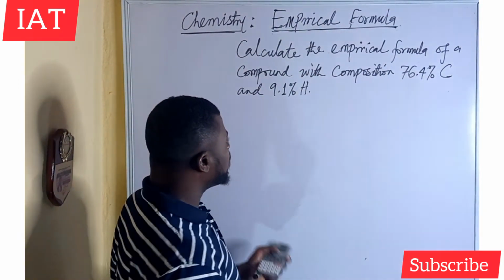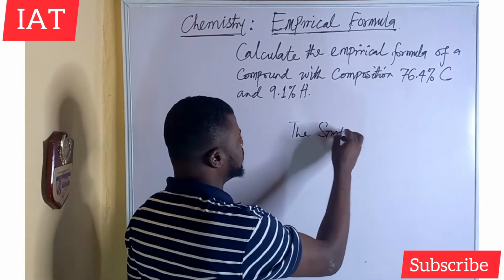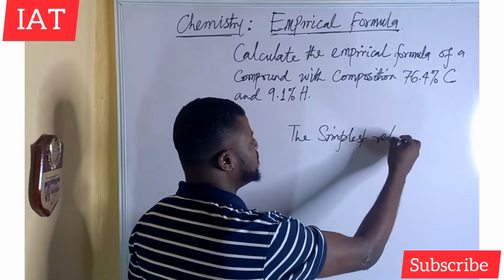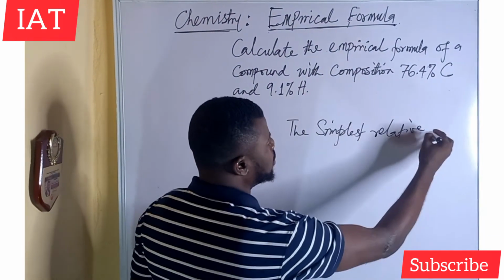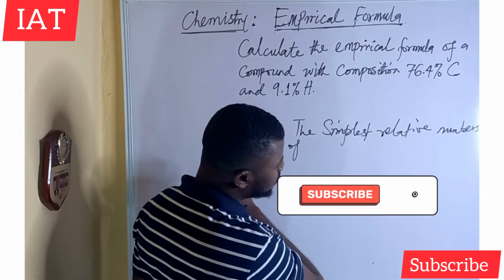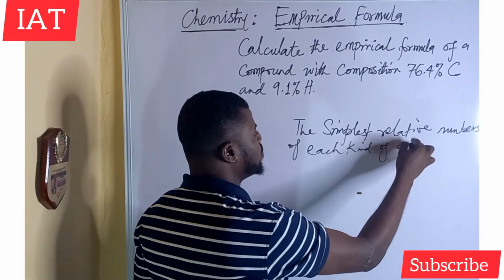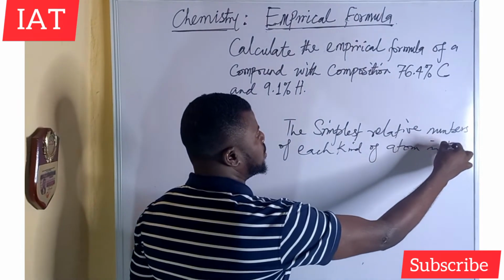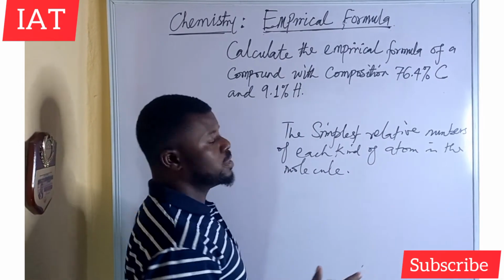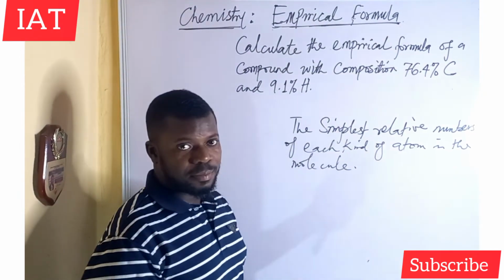Formula is the simplest relative numbers of each kind of atom in the molecule. So this is what empirical formula is all about. In other words, you can say empirical formula is the simplest formula.